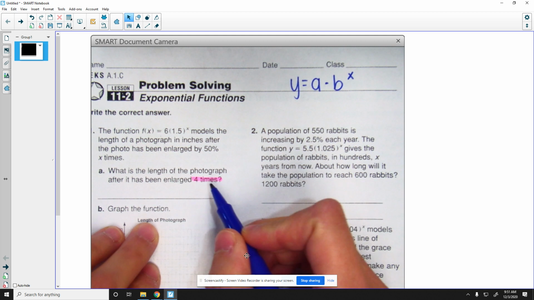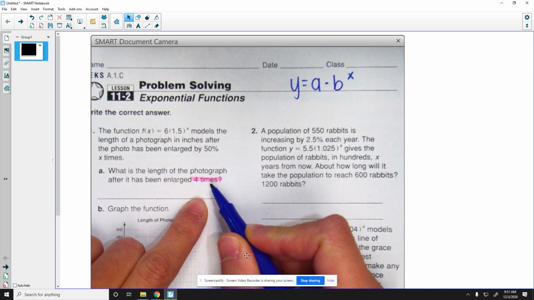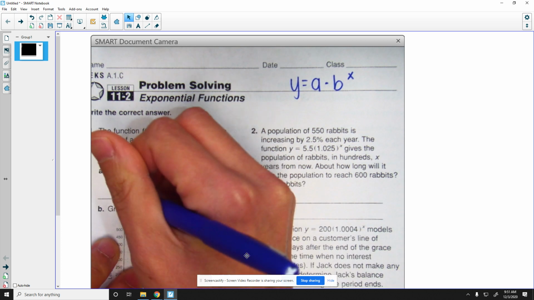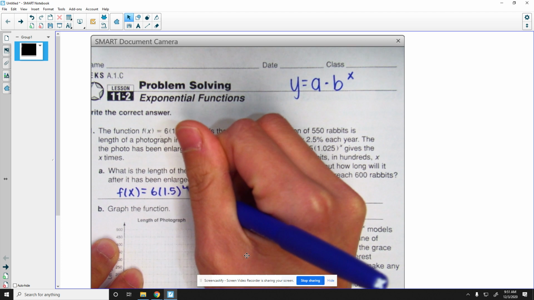So do you see what I did? I just read the problem. I plugged it in. They're not asking me to write an equation. And then just go. So I have f of x equals 6 times 1.5 to the 4th power.